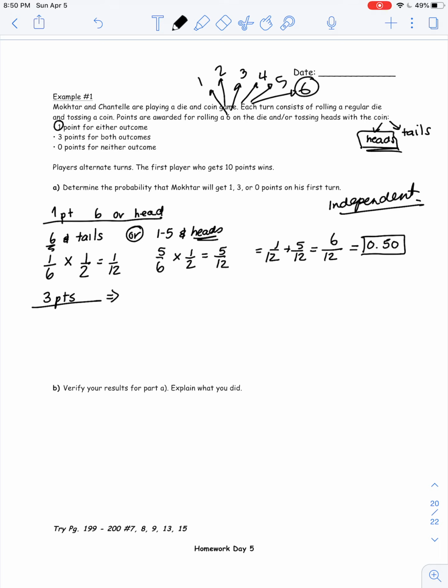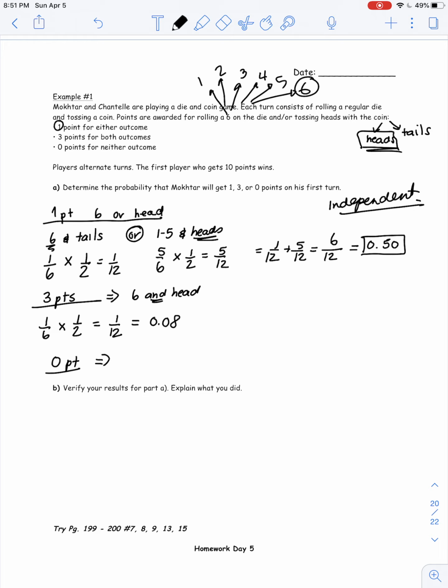3 points occurs if you get both outcomes, meaning you get a 6 and a head on the actual coin. So a 6 will occur 1 out of 6 times. And because of this word, multiplication, there's a 1 out of 2 chance that you're going to get a head on a coin. So when we multiply them, we have a 1 out of 12 chance of getting 3 points. So that's equal to, if you divide them, 0.08. And lastly, we want 0 points.